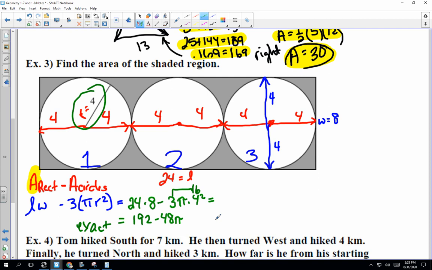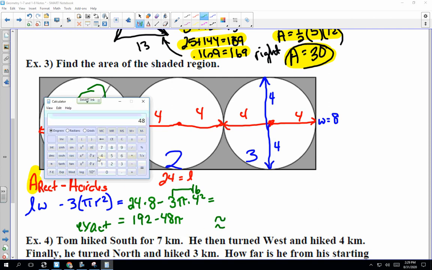We're also going to do an approximate amount, just for fun. So we're going to go 192 minus 48 times pi equals 41.2.